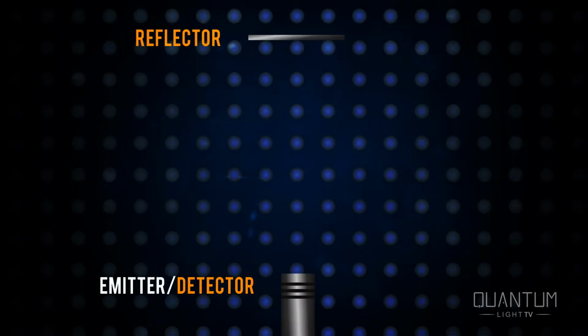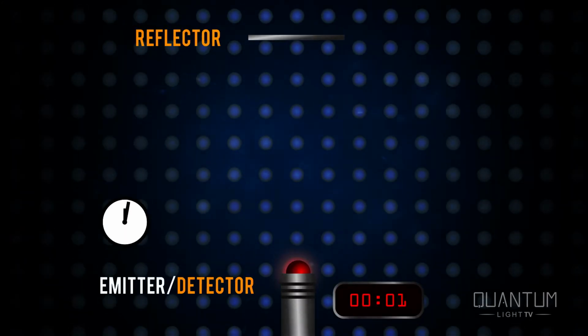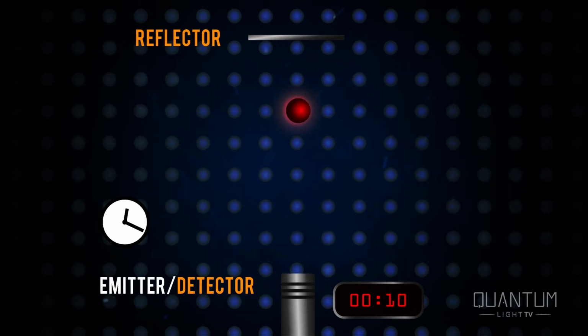To measure the speed of light in this illustration, I have a photon emitter that doubles as a photon detector and a reflector a specific distance away. The clock on the left is keeping track of local time, and the red digital counter is keeping track of the clicks the photon has to work through to cover the distance.